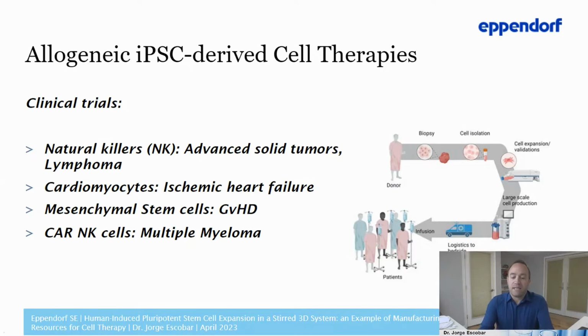Currently, there are many clinical trials involving allogeneic iPSC-derived cell therapy. For example, iPSC-derived NK cells to treat solid and liquid tumors. Also, allogeneic iPSC-derived cardiomyocytes in the treatment of patients with ischemic heart failure. Also, iPSC-derived mesenchymal stem cells for the treatment of steroid-resistant acute graft versus host disease. And finally, iPSC-derived CAR NK cells to treat subjects with multiple myeloma.